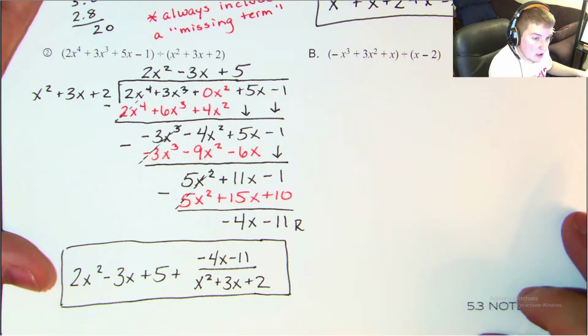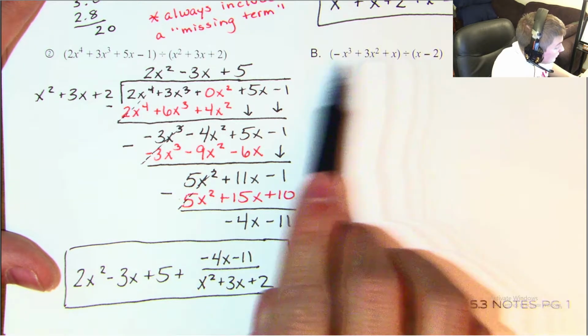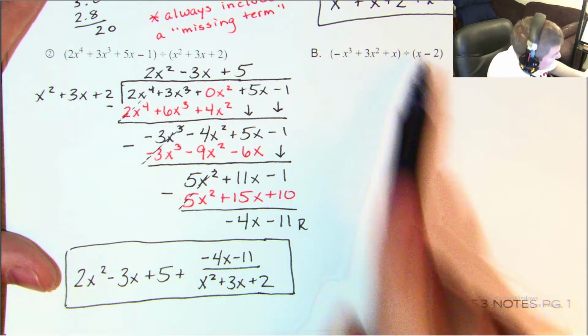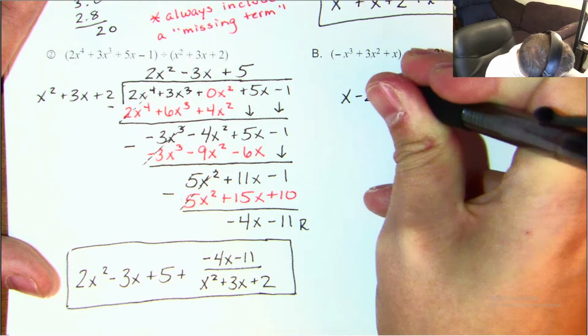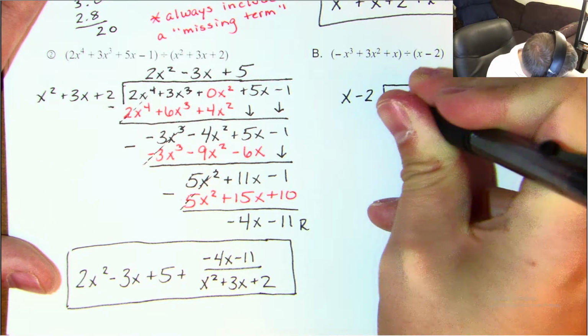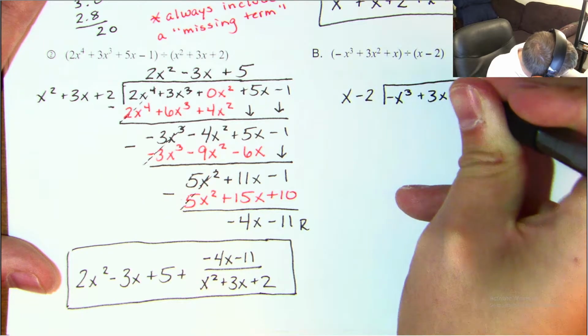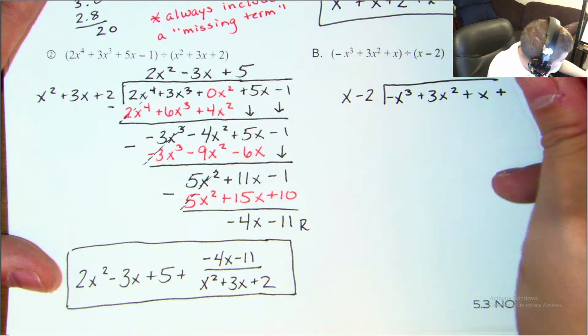All right, letter B. Okay, letter B is, we're looking at this here, and I am missing a term. I'm missing the constant term, but that's all right. I can deal with that here in a moment. So I'm going to get x minus 2, and I'm going to divide it into negative x cubed plus 3x squared plus x, and then plus, and I'm missing that constant term, so I'm going to put a 0.